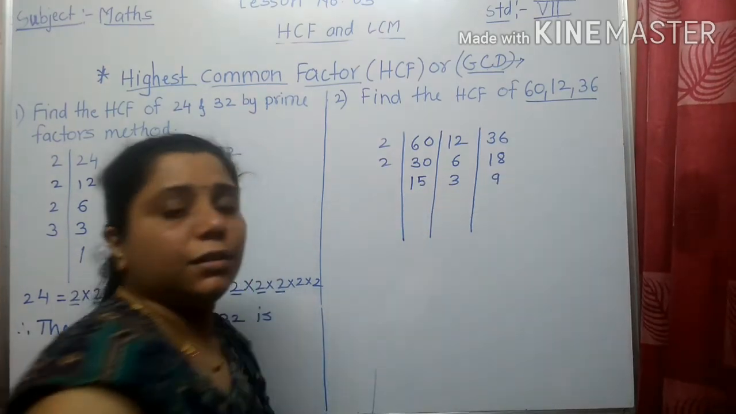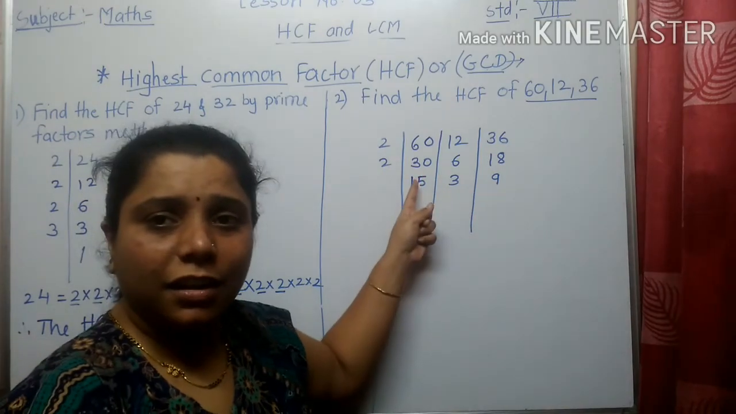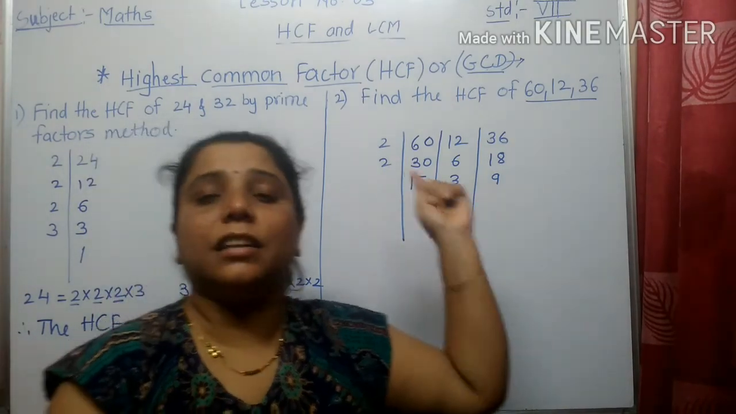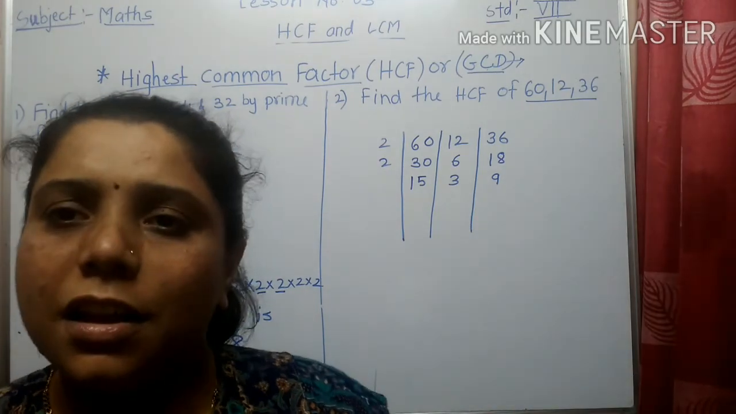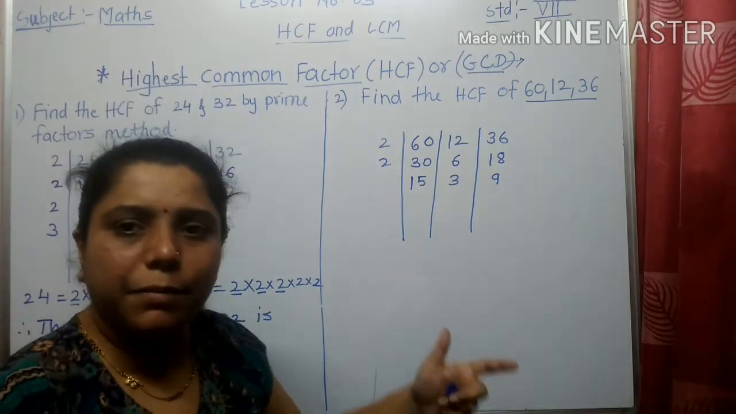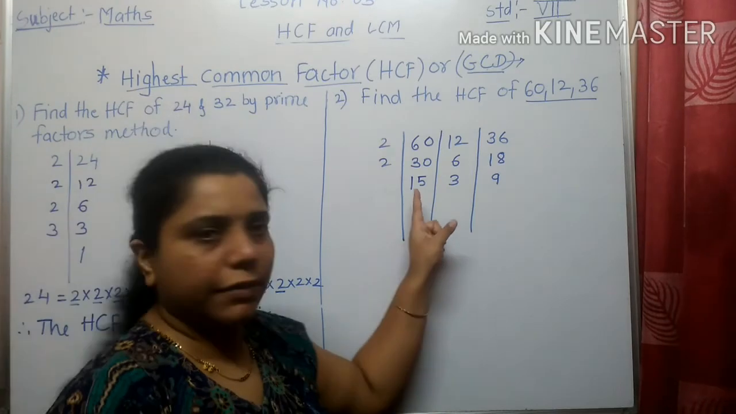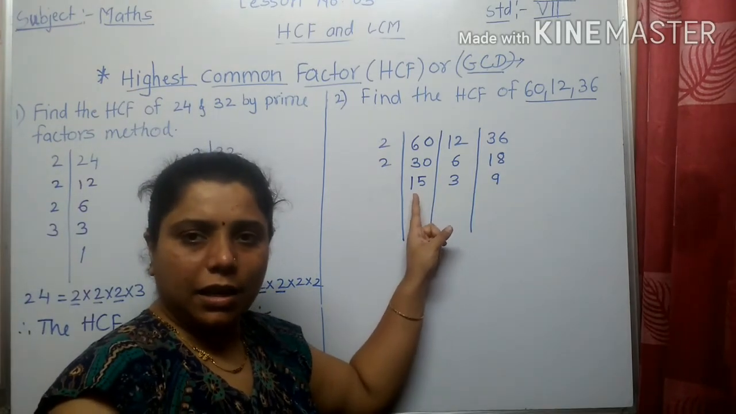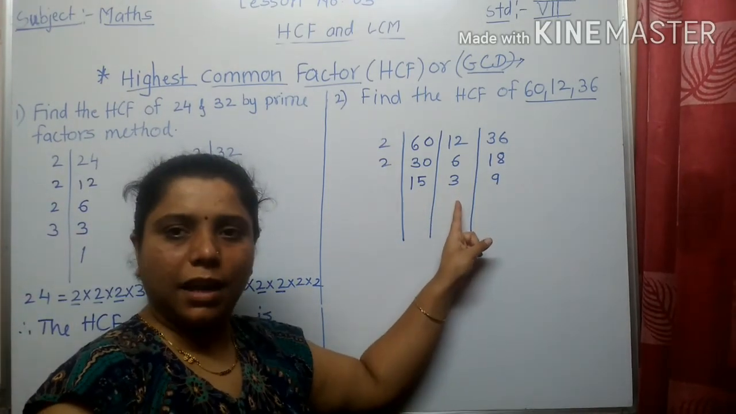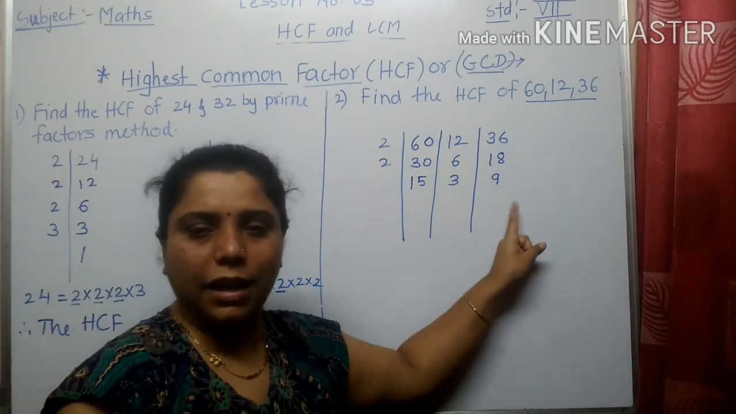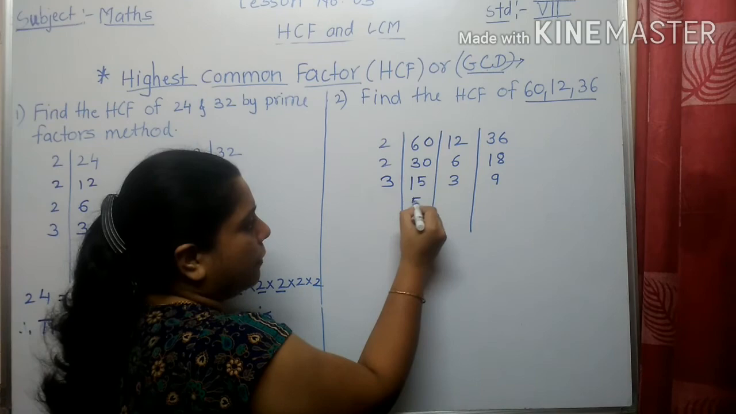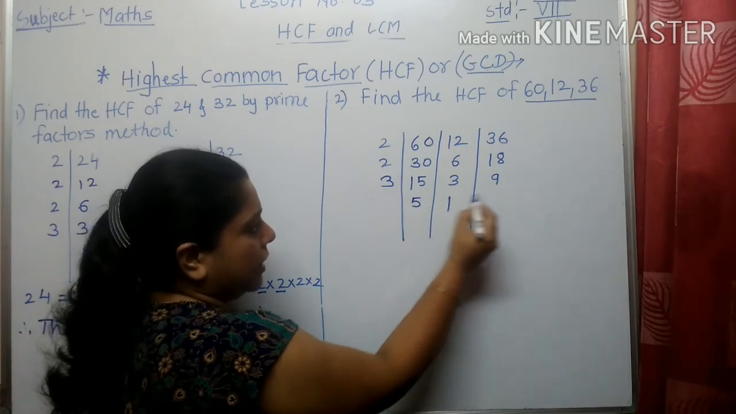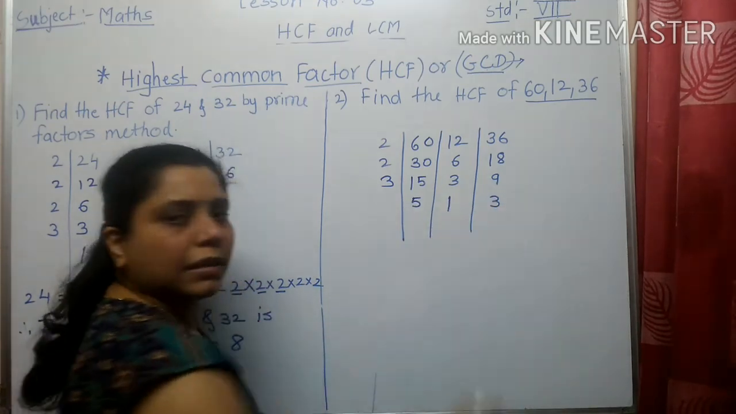Now you are observing in the third line, the numbers are not all divisible by 2. So automatically we will take the next prime number. Which is the next prime number? 3. Is 15 divisible by 3? Yes. Is 3 divisible by 3? Yes. Is 9 divisible by 3? Yes. So I will take it over here, 3. So 3 5s are 15, 3 1s are 3, 3 3s are 9.